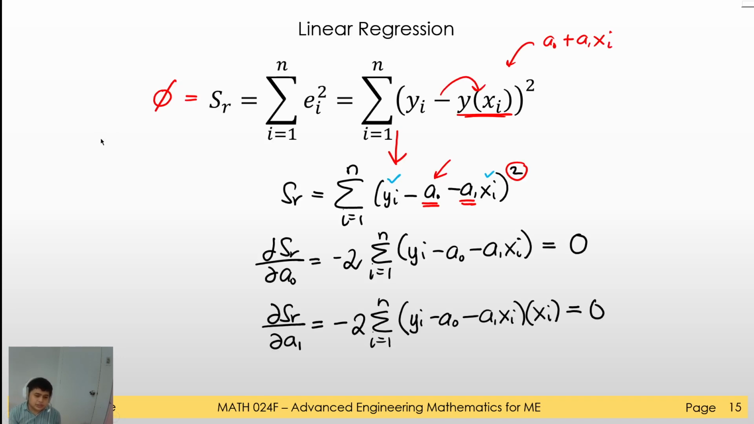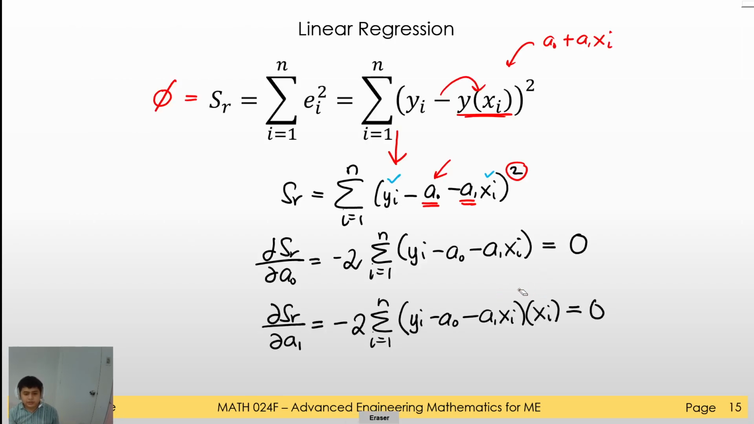We can simplify this by dividing both sides by negative 2. Actually you can divide this by negative 2 and nothing will change, no? So we have the summation from i equals 1 to n of yi minus a0 minus a1 xi is equal to 0, and then for the other one, we have i equals 1, then we have yi. Actually we can distribute also this xi if you want.